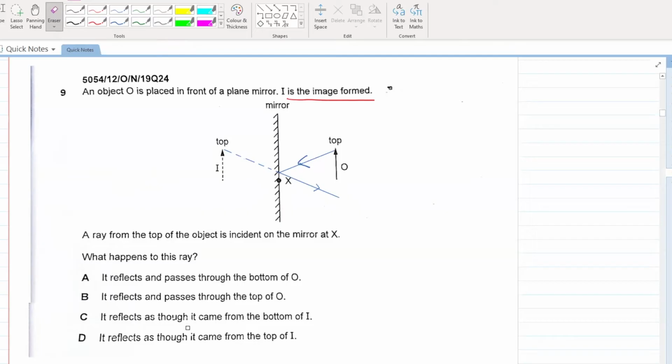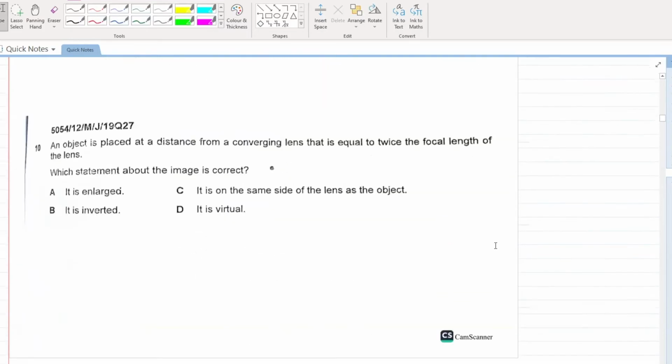It reflects as though it comes from the bottom of I. No, A, B, C can't be my answers. It reflects as though it comes from the top of I. This is what I said. Your reflected ray will come from the top of the image like this. Let's move on to the next question.